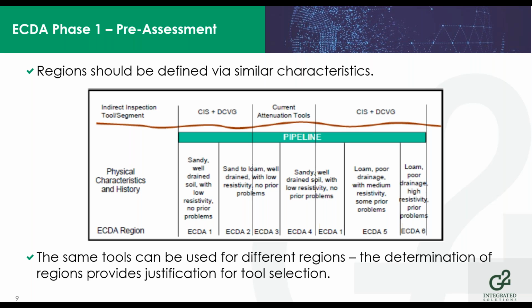Then there's a segment using current attenuation tools. The previous diagram in NACE SP 0502 identified the section with current attenuation tools as a paved location. So CIS and DCVG would be ineffective across that particular segment. But you note that on the other side of the current attenuation, you've got another region. They're calling it region 1 for the ECDA. Again, that region may have identical characteristics to the first region that was established, so you can continue to call that region 1, use the same tools, and continue on.